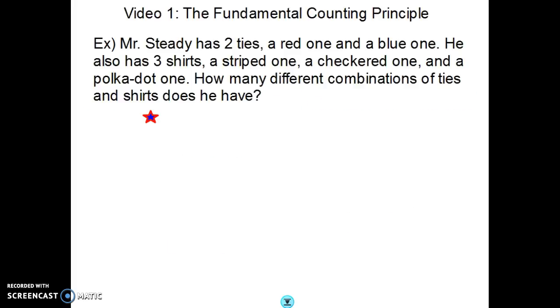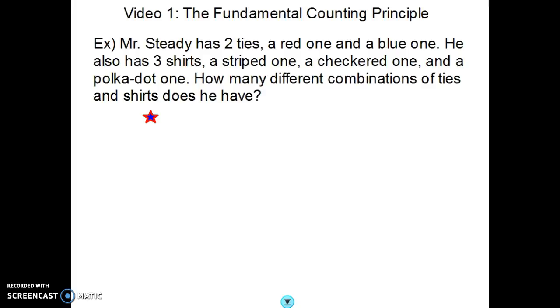This first video is going to cover the fundamental counting principle, and it's easiest to just jump in with an example. Mr. Steady has two ties, a red one and a blue one. He also has three shirts, a striped one, a checkered one, and a polka dotted one. How many different combinations of ties and shirts does he have?